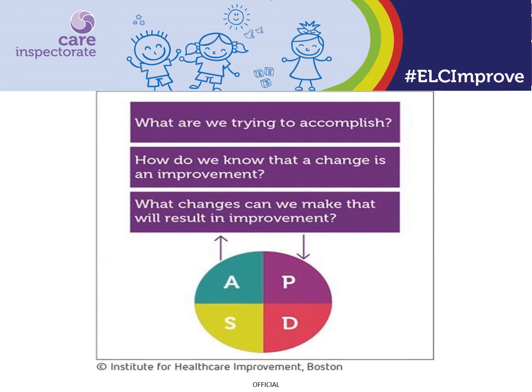The Model for Improvement was first published in 1992 by Langley, Nolan and others in the Improvement Guide, a practical approach to enhancing organisational performance. The model provides a framework for developing, testing and implementing changes which will lead to improvements. We're going to look at the first part, or what is often referred to as the thinking part, where we consider the three fundamental questions at the top of the diagram.